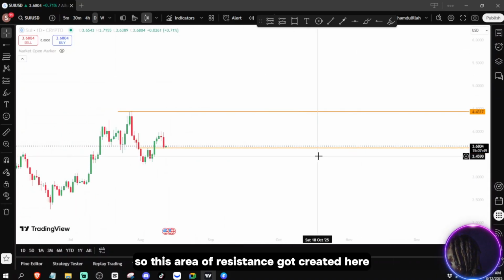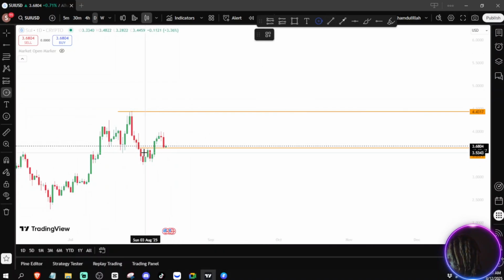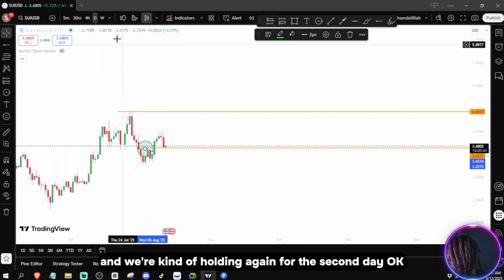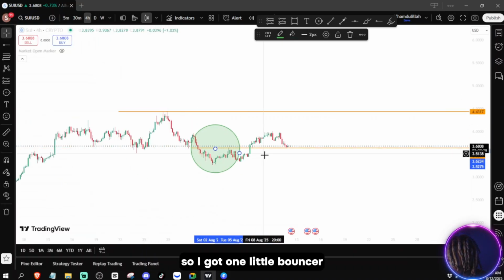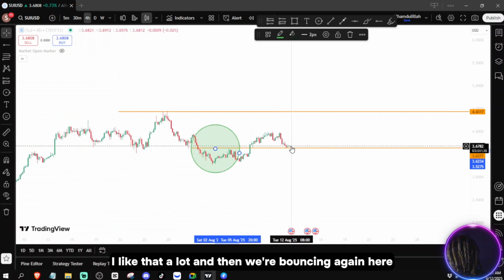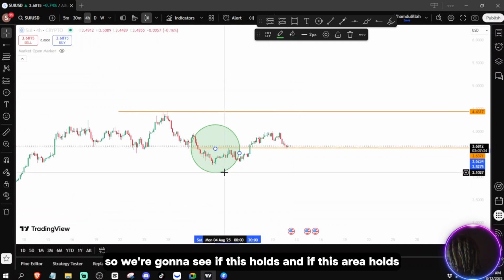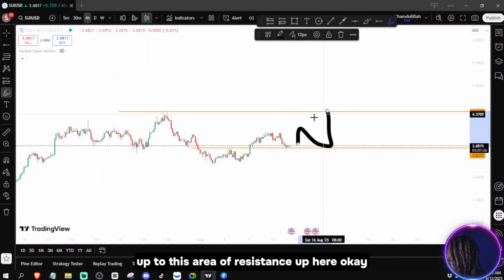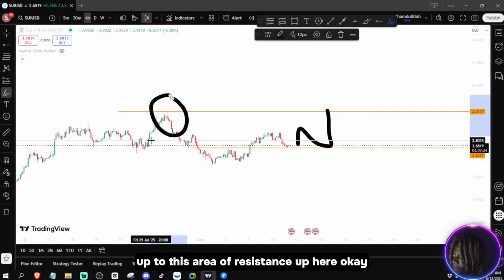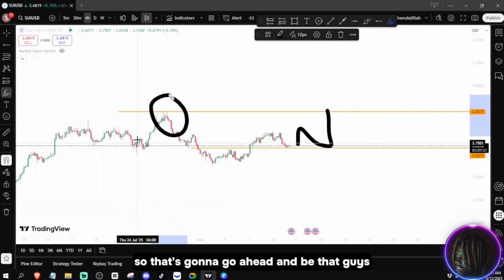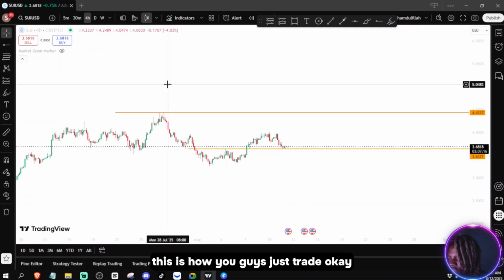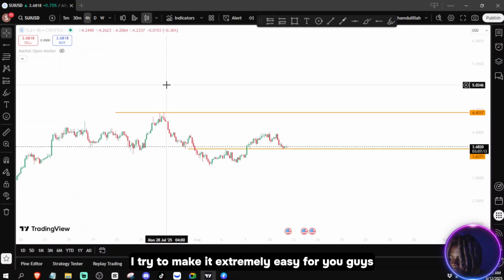So this area of resistance got created here on the daily. I can see that price broke above it, turned it into support, and we're kind of holding again for the second day. So I got one little bounce here. I like that a lot, and then we're bouncing again here. So we're going to see if this holds, and if this area holds, then I believe we can easily take this up to this area of resistance up here, very cleanly. So that's going to be that, guys. That's crypto. This is how you guys trade. I try to make it extremely easy for you guys.